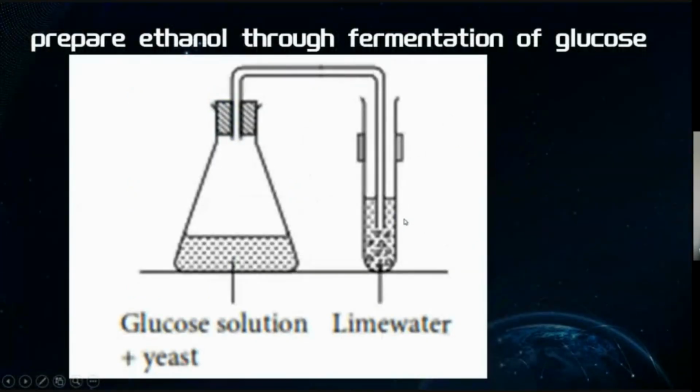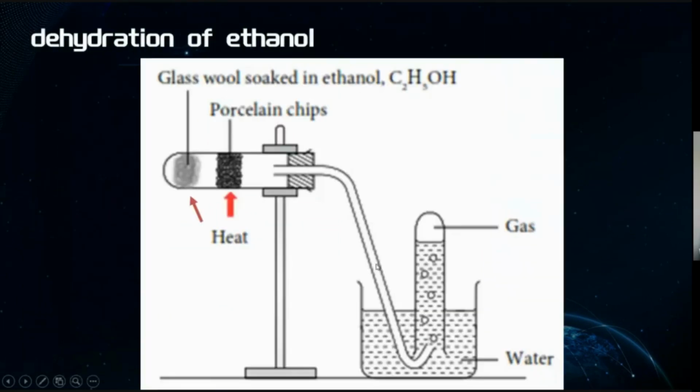Okay, now how to prepare it: fermentation of glucose. Your biology also has this question. So glucose with yeast, you ferment it and it releases carbon dioxide gas, which turns lime water cloudy. Then dehydration of ethanol. This one is a quite popular apparatus; you need to learn how to draw it. It will produce ethene gas, released here. The stopper cannot be fully inserted into the combustion tube.